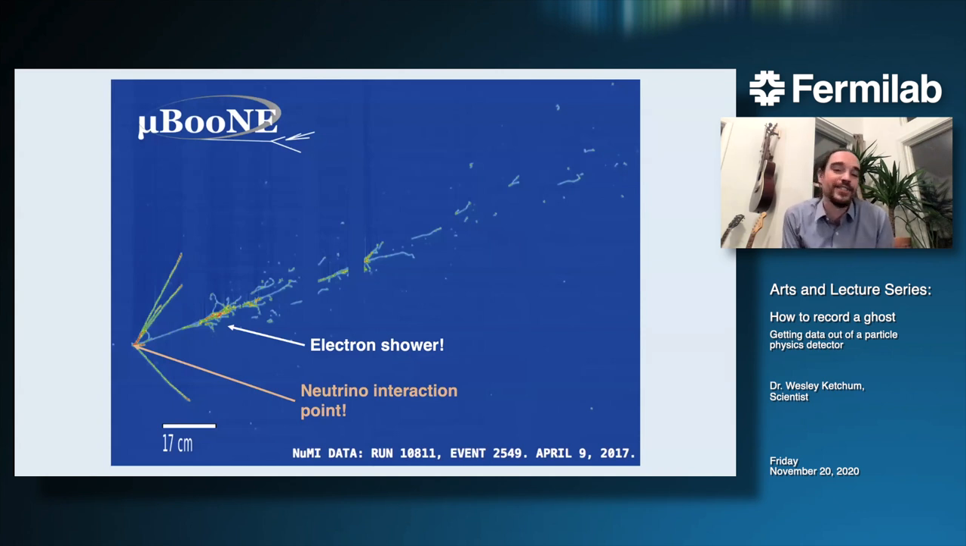you know, more and more ionization as it travels through the detector. Those are the basic images of what we're looking for in these detectors. And these are the images that we analyze in order to reconstruct the neutrino interaction, all the different particles that were created.